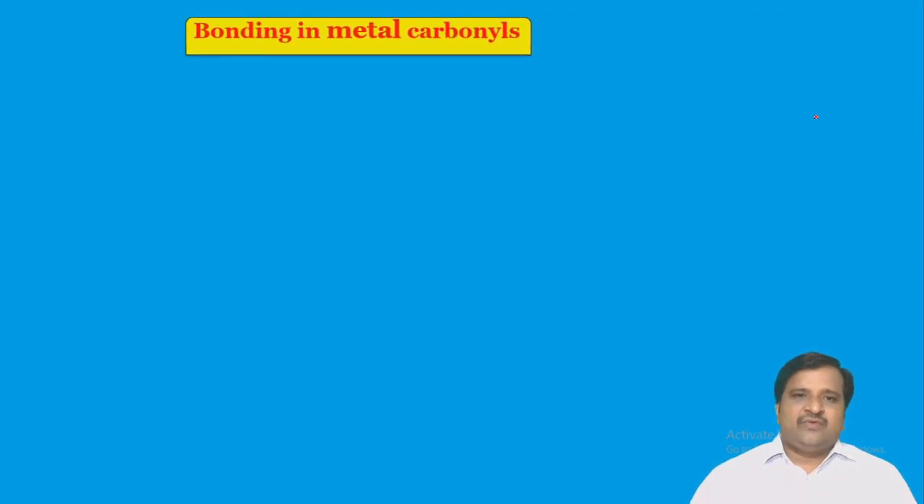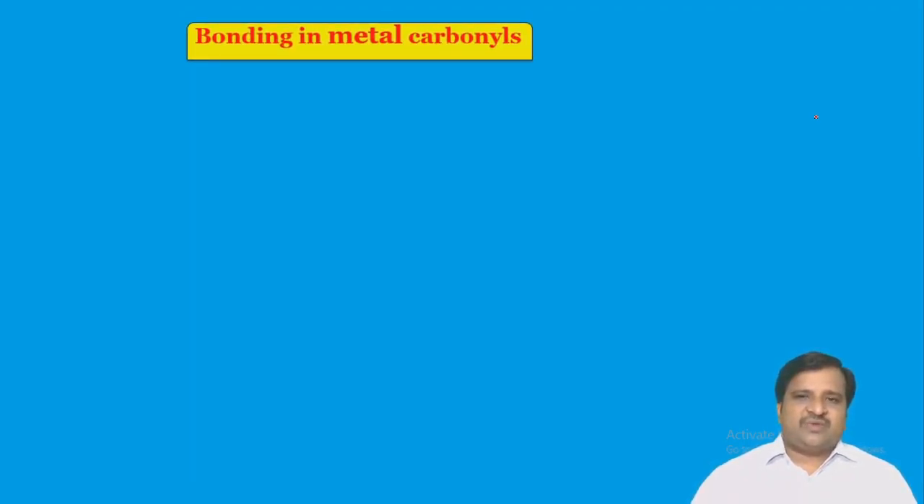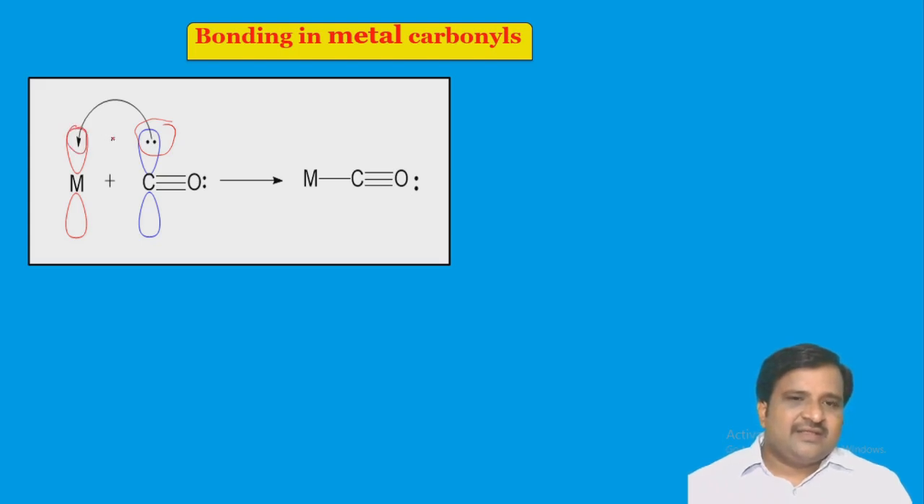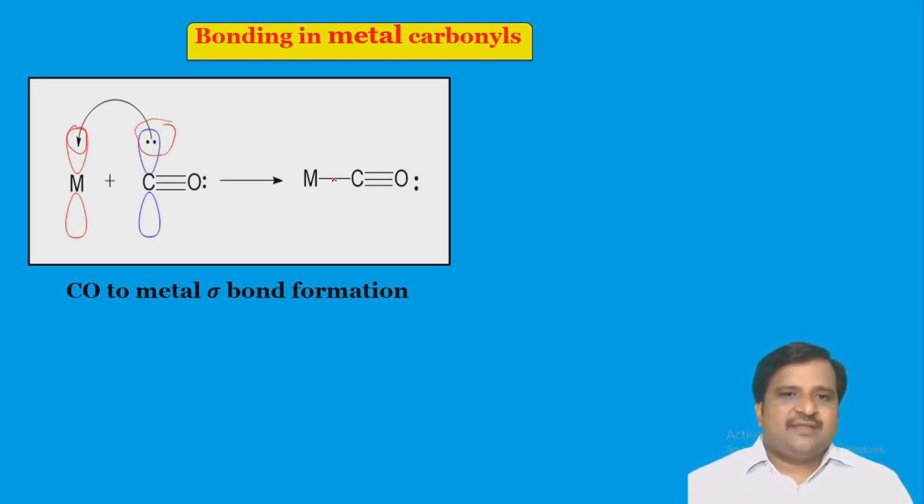Next, we learn about the bonding in metal carbonyls, that is, how the bonds are formed between the metal and the CO ligand. Here in CO, the carbon contains a lone pair, and the lone pair of electrons is donated to the metal's vacant d orbitals. So a sigma bond is formed between the metal and the carbon atom. This is the bond between the metal and the CO ligand, the sigma bond between the CO ligand and the metal.